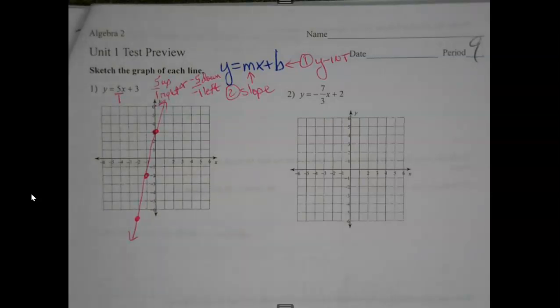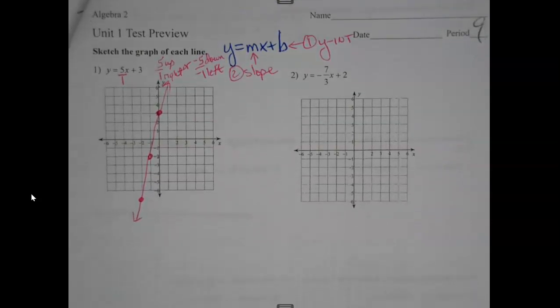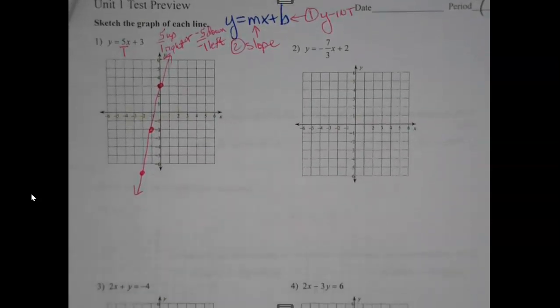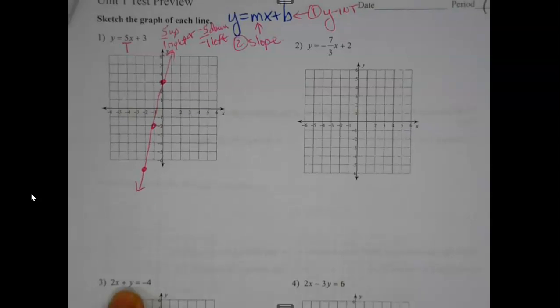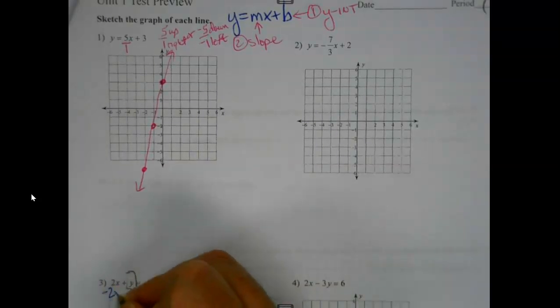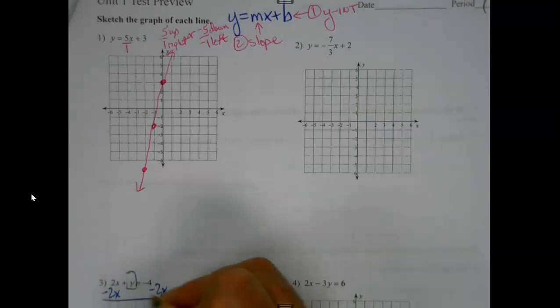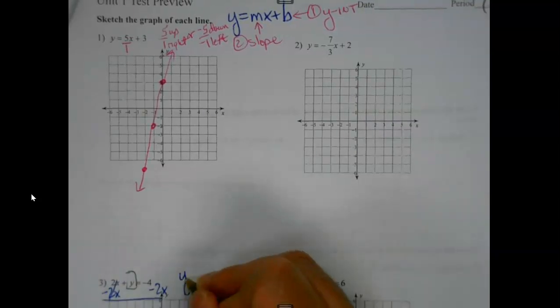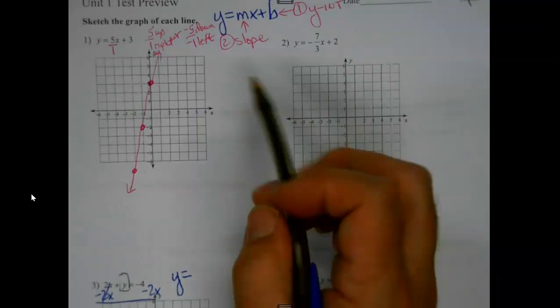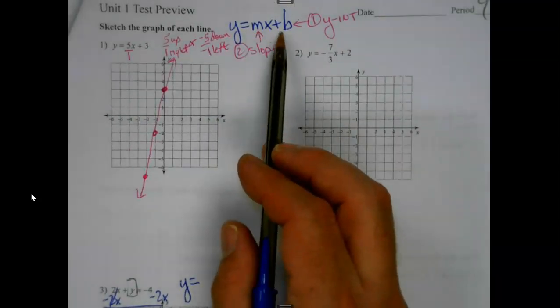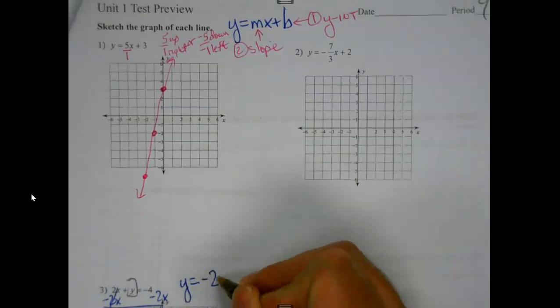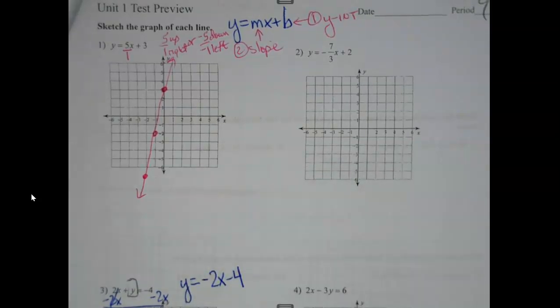But what might change is what happens in number 3. Can I get it on there? I can see it a little bit here at the start. That's not in y equals right now. That's got to get fixed. So here, I need to get that positive 2x to the other side of the equation. So I got to do an opposite. And since we want it in y equals mx plus b, we got to put the x term first. So that's the equation I'm going to be working with.